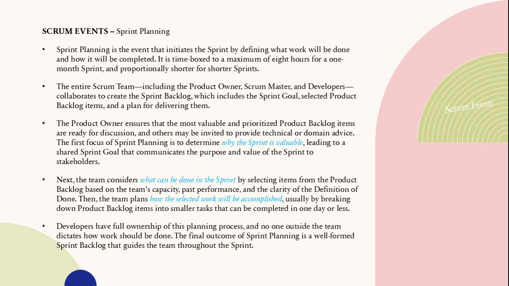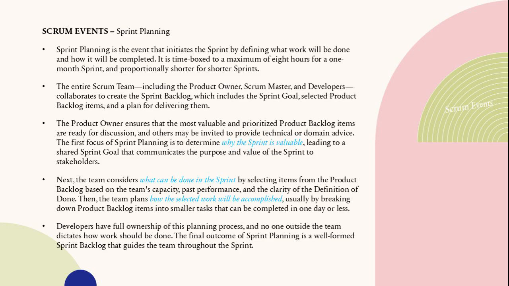Sprint planning kicks off each sprint by defining the work and how it will be done. It's time boxed to 8 hours for a month-long sprint, shorter for shorter sprints. The whole Scrum team collaborates to create the sprint backlog, which includes the sprint goal, selected backlog items, and a delivery plan. The product owner provides priorities, and others may give input.